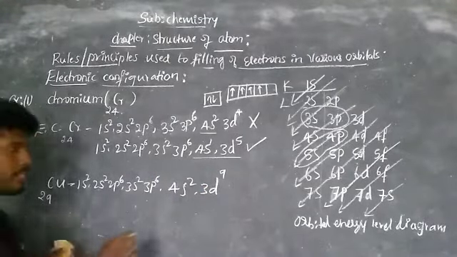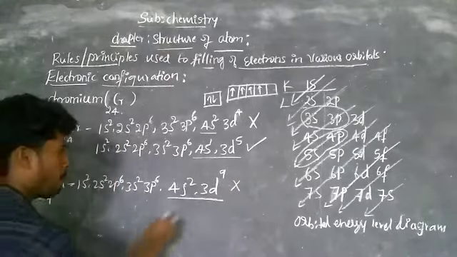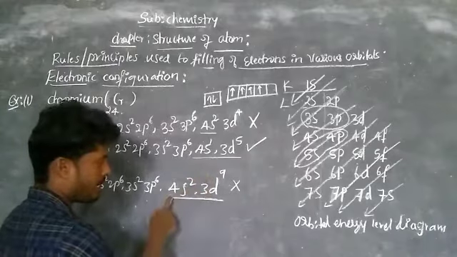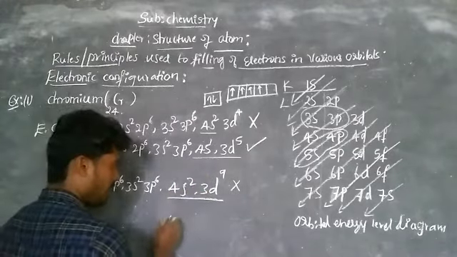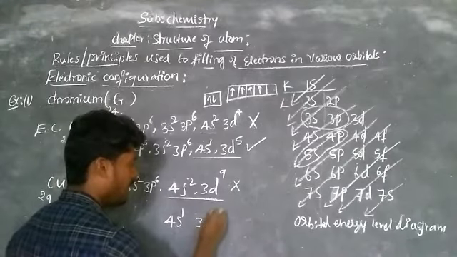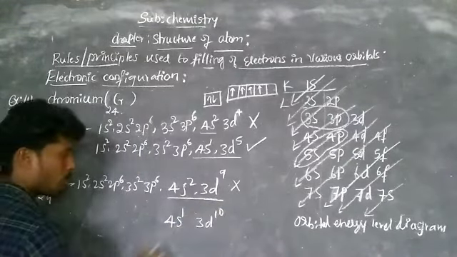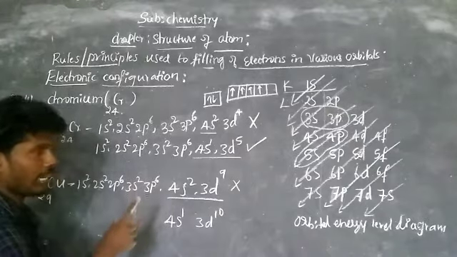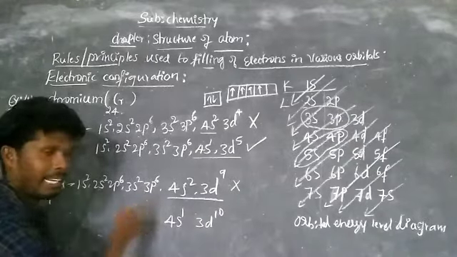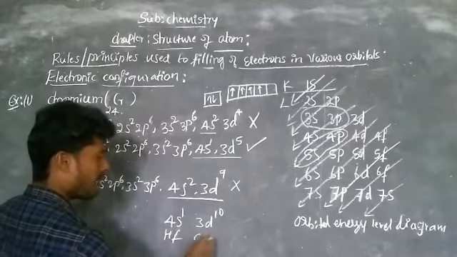But actually this is wrong, because in the last valence shell an exchange of electrons takes place between 4s and 3d, giving 4s1 and 3d10. Why does it attain this way? Observe, in 4s there is only one electron and in 3d there are 10 electrons. The 4s is half filled and 3d is completely filled.